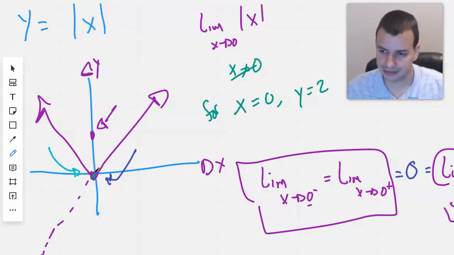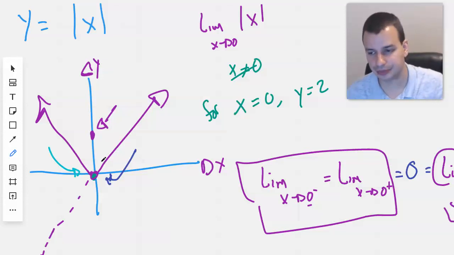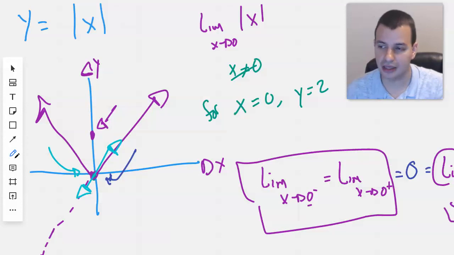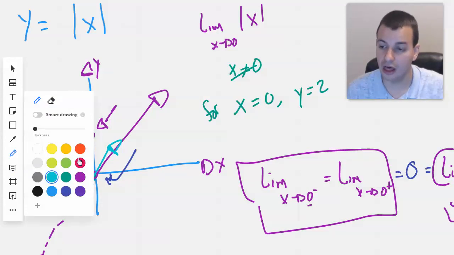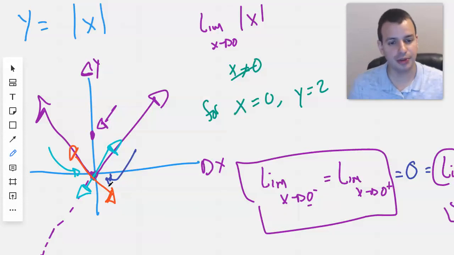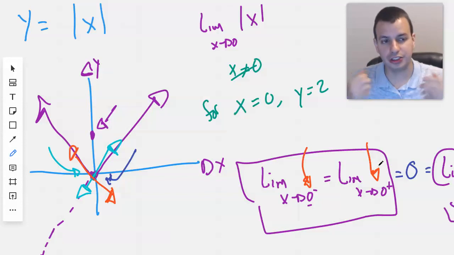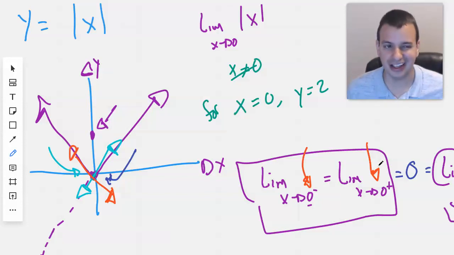Because it's a pointy, whenever you get some sort of sharp turn like that, you can't determine what the slope is, because if you look at it, you have two possible answers. One is the slope approaching from the right, which looks like this. And then you have the slope approaching from the left, that looks like this. And since you have two different slopes, depending on if you approach it from the left, the 0 minus, or from the right, the 0 plus, that means the slope, or the derivative more specifically, does not exist.